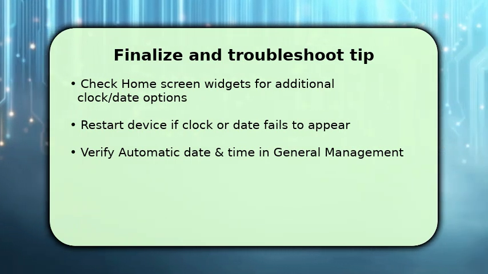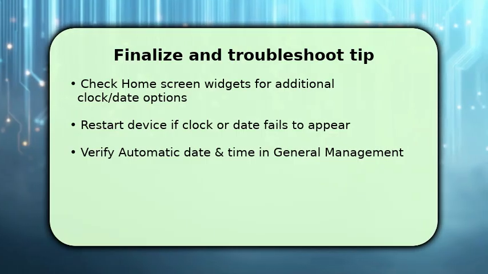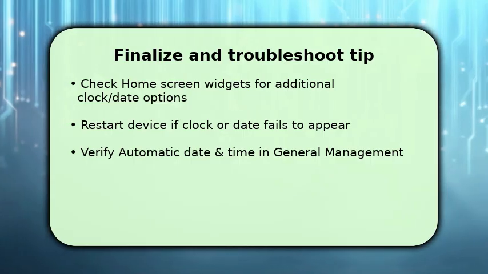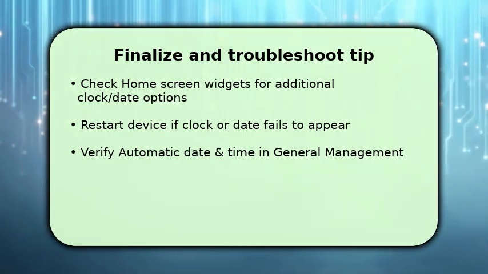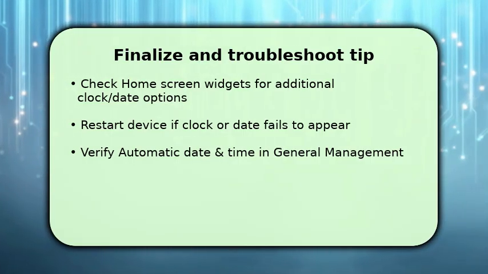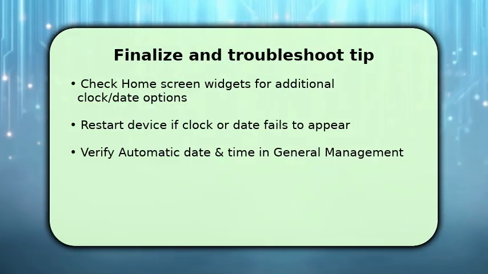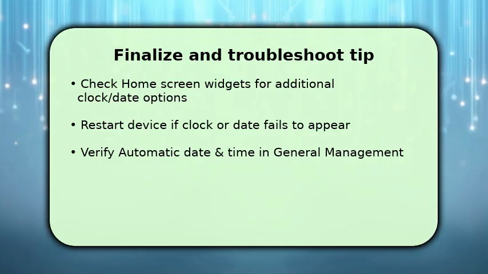If the time or date doesn't update or appear, restart the phone and confirm automatic date and time is enabled in General Management so network time syncs. If problems persist, toggle Always on Display off and on again. This refresh often resolves visibility glitches without changing your settings.